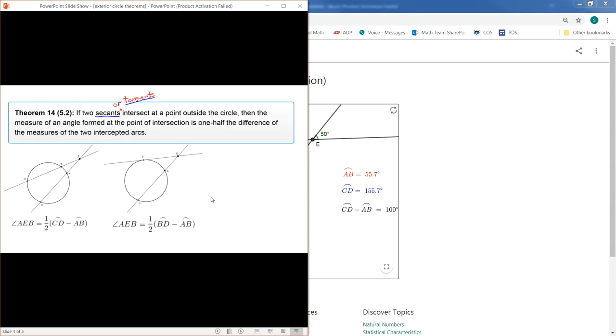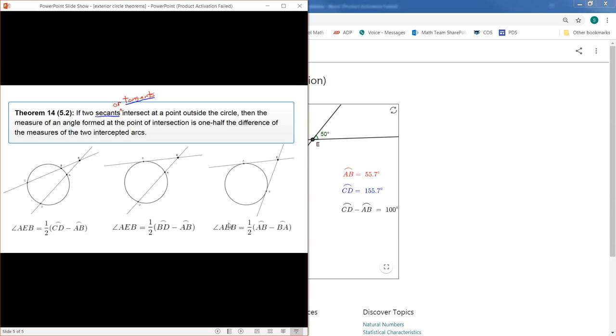So if we include that, we can look at other pictures. If we move this so that one line is tangent at point B, this is really the same fact. The measure of angle AEB in the second picture is 1/2 the measure of the larger arc, in this case BD, minus the measure of the smaller arc AB. And if we have two tangents, same thing. The measure of the angle AEB is 1/2 the measure of the larger arc minus the measure of the smaller arc. And the notation here, it should be made clear that these are all counterclockwise. So for this last one, the measure of AEB is 1/2 of arc AB, the larger, minus arc BA, the smaller.